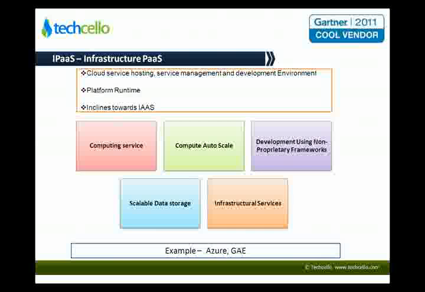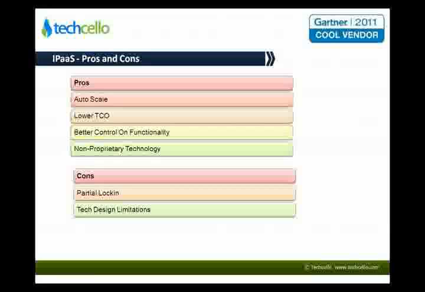So there are going to be obviously limitations because of this in terms of the technology itself. Because something else is running your application, you will have to follow all the design norms or the technologies that are given by these PaaS. Right? So that's the major difference between IaaS and IPaaS. But the need that both of them are trying to solve is similar. Both IaaS and IPaaS are providing you the computing resources. We'll also look at the pros and cons of it.